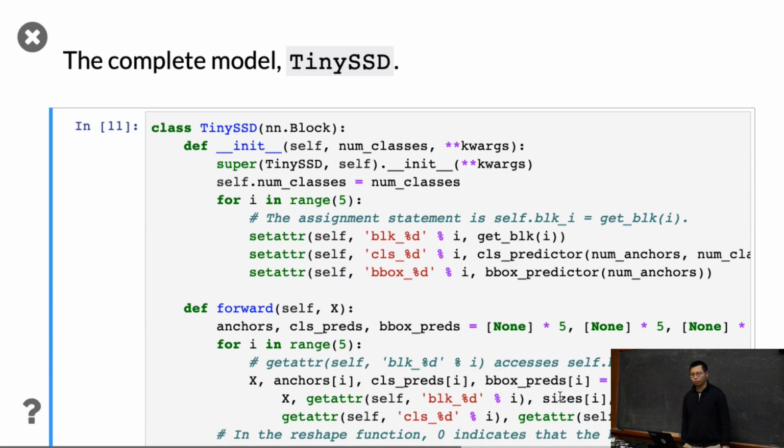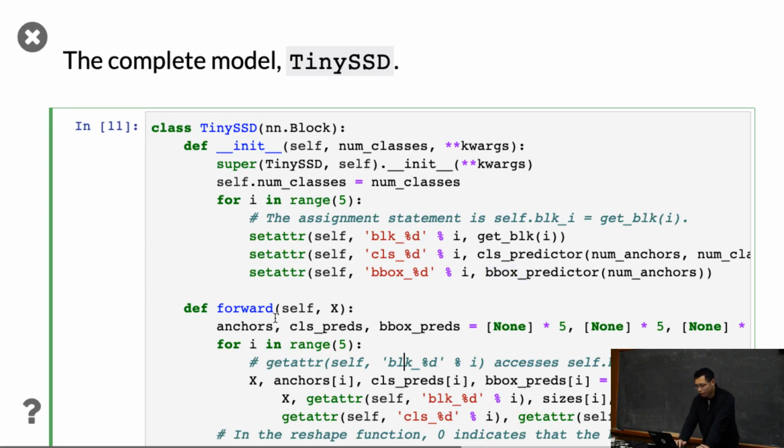Then we have the whole model. We call it tiny SSD because it's not actually SSD, because the base network is pretty small. So it's a little bit complicated, but not too much. In the initialization, we have the number of classes, and then we have 5 blocks. We use Python's setattr because we want self.block_0 to mean the first block; this is the way we do it since we don't want to have a list. For each block, we get the base block network, a class predictor, and a bounding box predictor. So we have 5 stages and actually 15 different blocks.